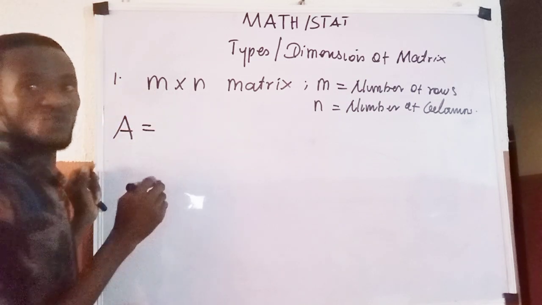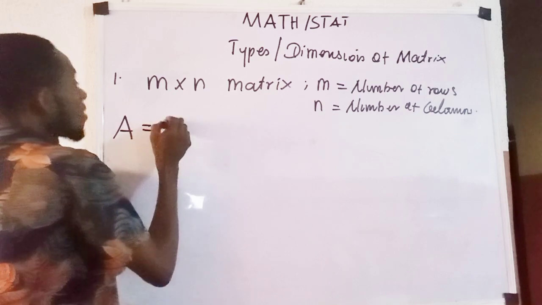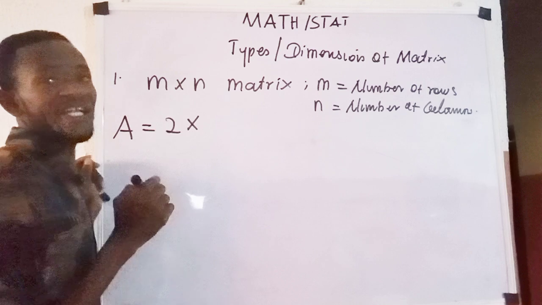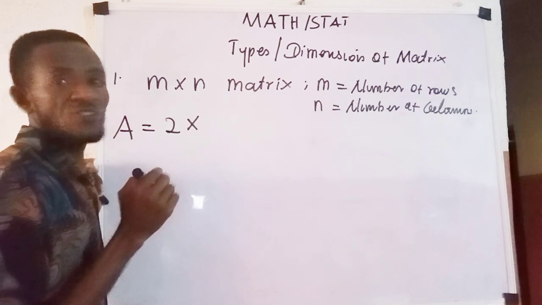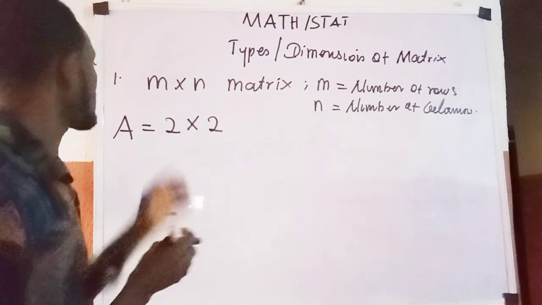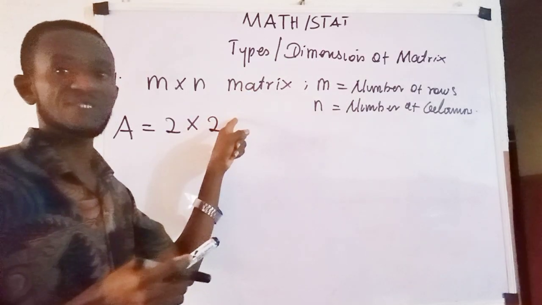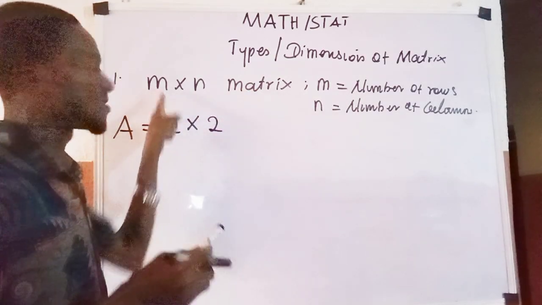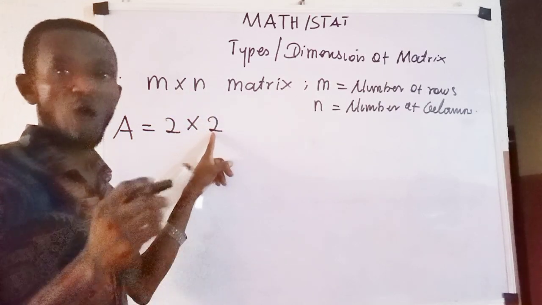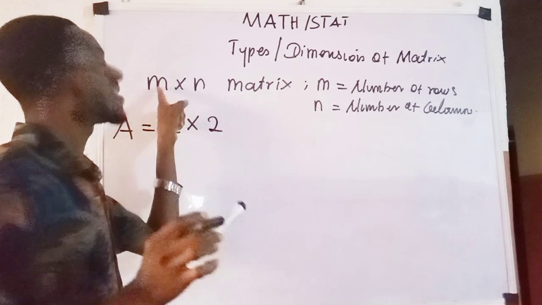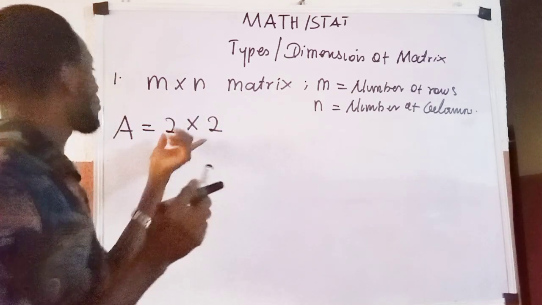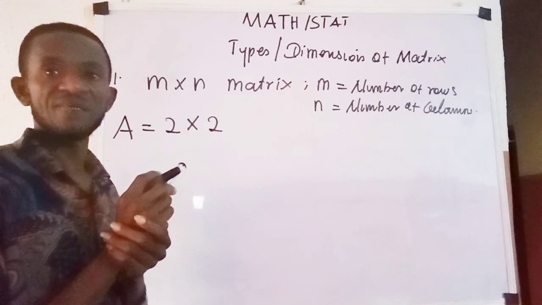Or let me begin with 2. By, let me say that the number of columns is equal to 2. Meaning that I have a 2 by 2 matrix, where the number of rows is 2 and the number of columns is 2. Also note that we represent the number of rows first before the number of columns.